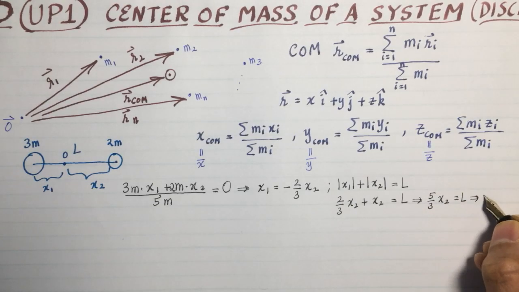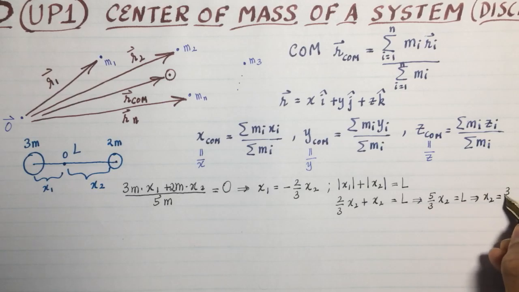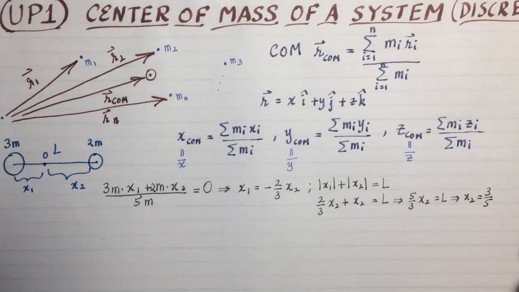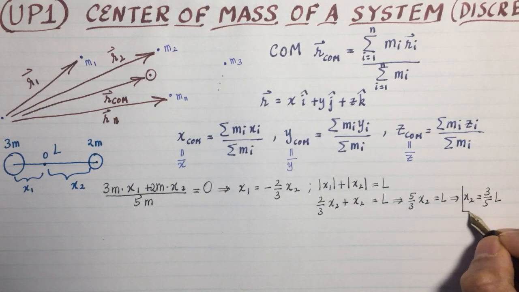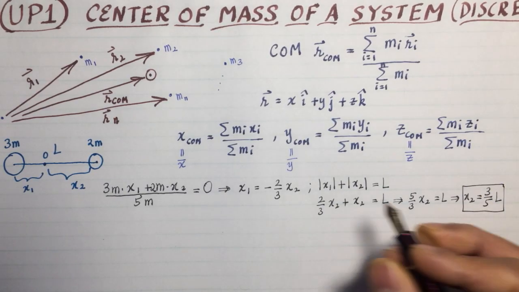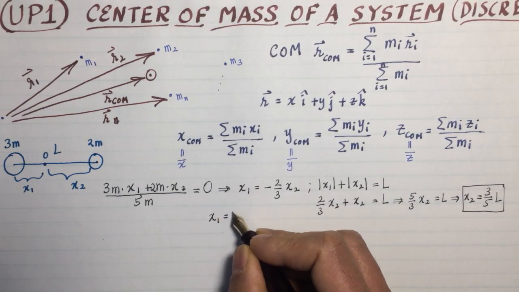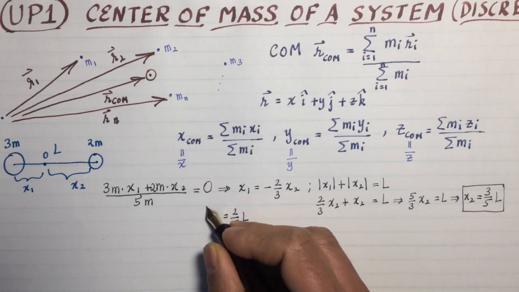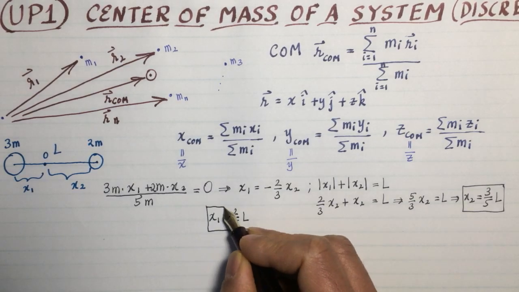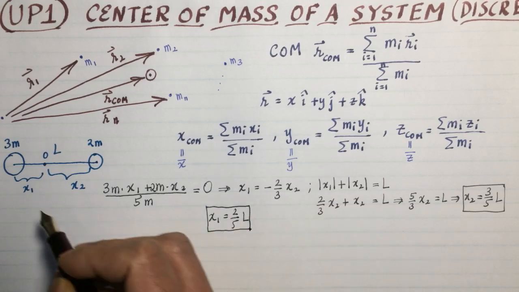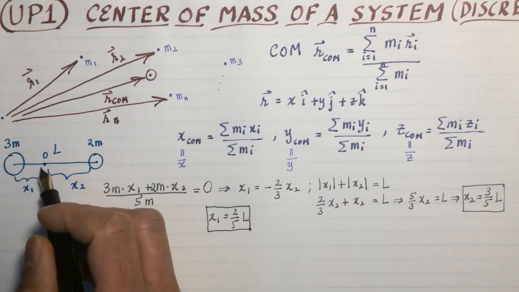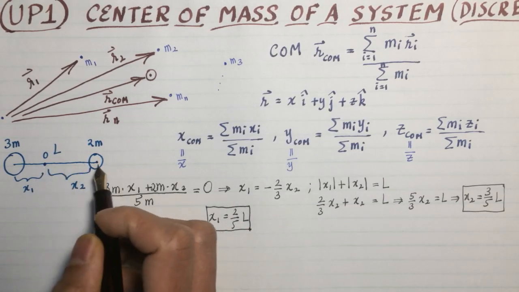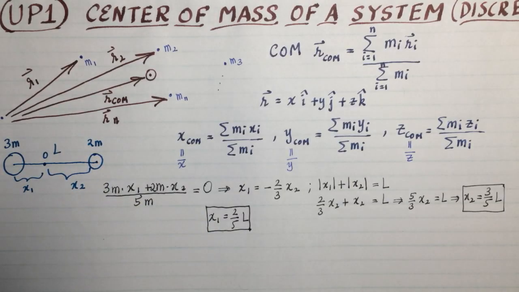And that tells me that x2 is 3/5 L, and because x2 is 3/5 L, that means x1 must be 2/5 L. So it's exactly what you expect. The center of gravity is 40% over here and 60% over there. So that's how you would use the center of mass in making such simple calculations. Let's try a two-dimensional example next.